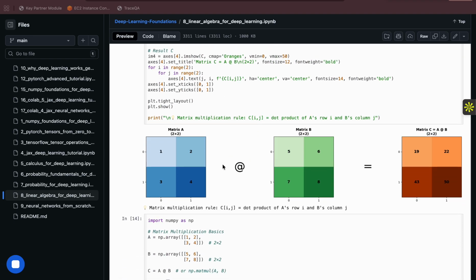Here we visualize the matrix multiplication A and B with a heat map showing the operation step by step. In the output, we demonstrate how elements are computed using row-column dot products.